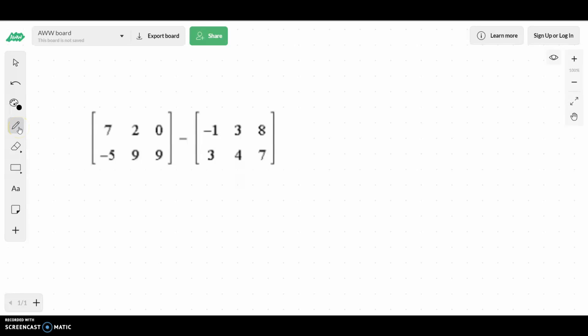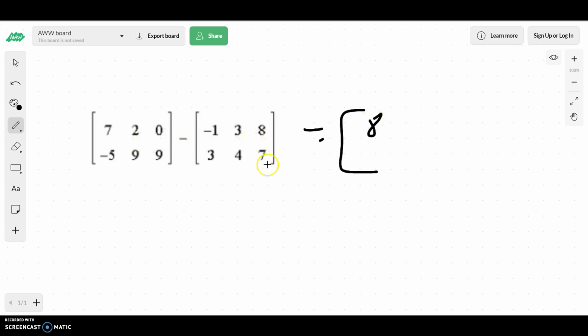Okay, here we go. We're going to solve problem number 1. And how you solve problem number 1 is you just subtract the two matrices. And so that means we just subtract the two individual elements. So I just do negative 7 minus negative 1, which gives you 8.